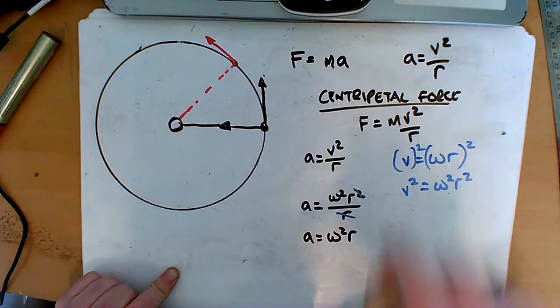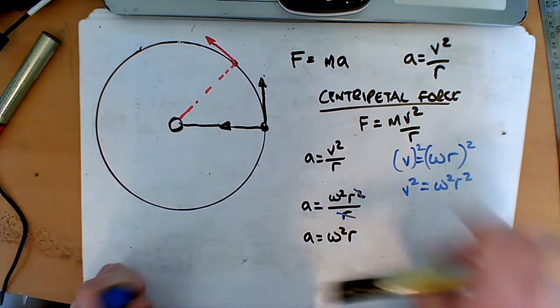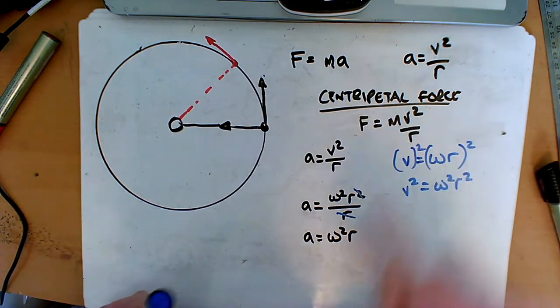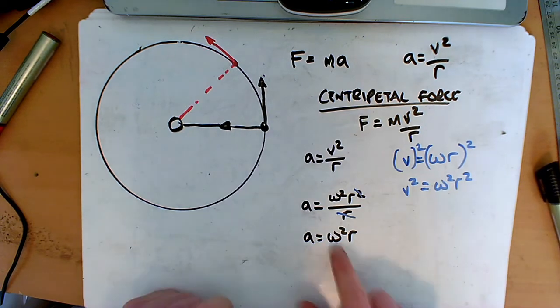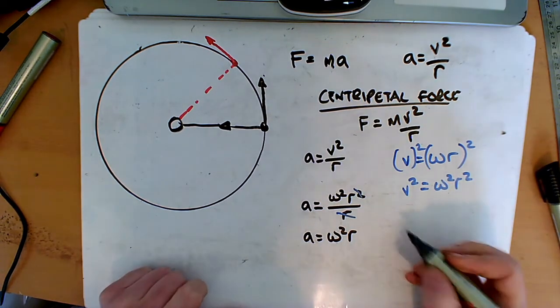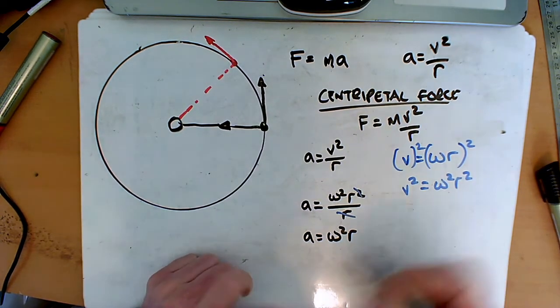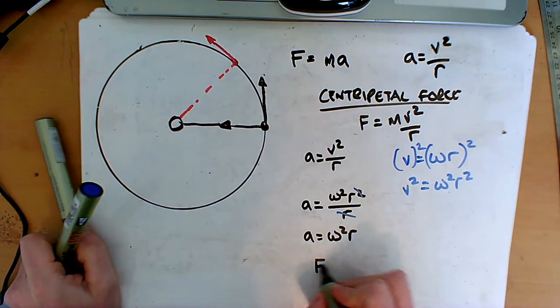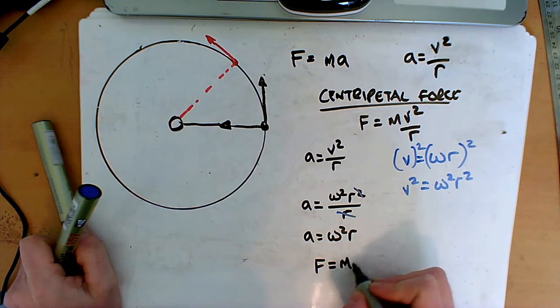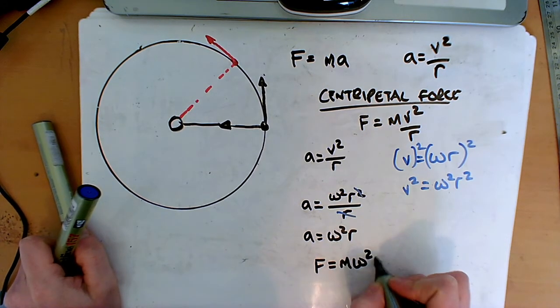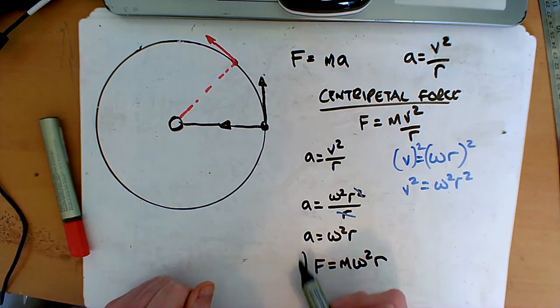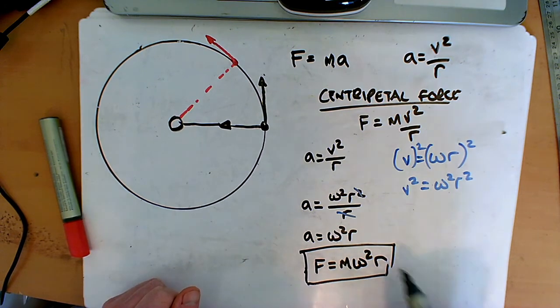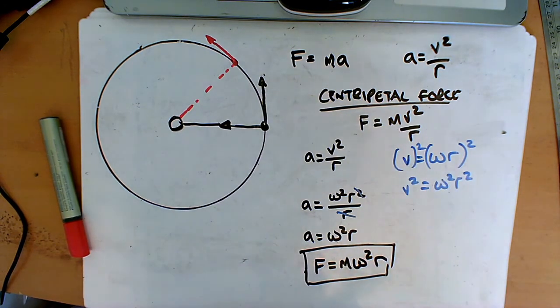So now we have two other ways for our centripetal force. We have this equation up here in terms of the linear velocity, and we have it in terms of our angular velocity. So our other force equation can be given as m omega squared r. So we have two different equations that we can use for centripetal force. One is with the angular velocity and one is with the linear velocity.